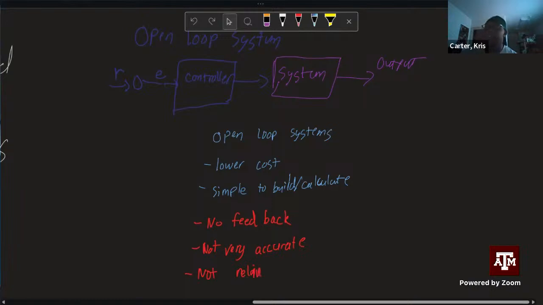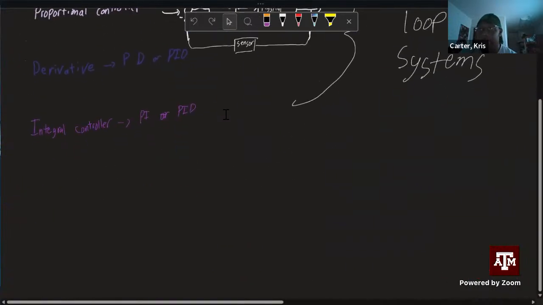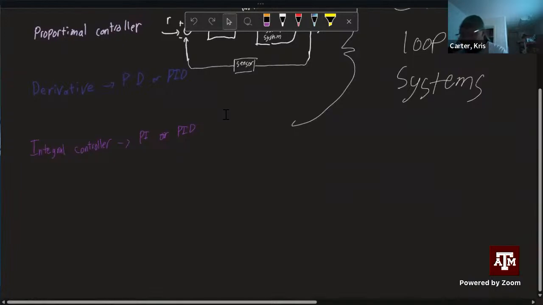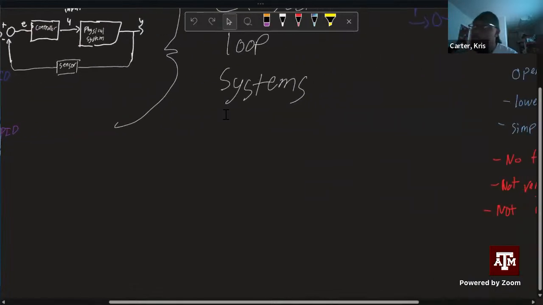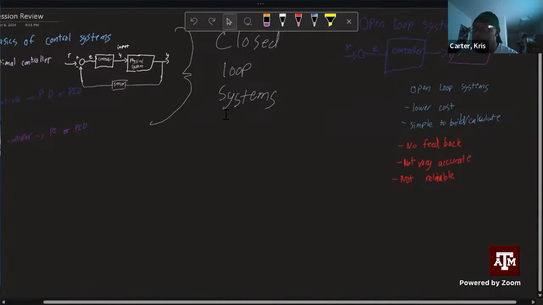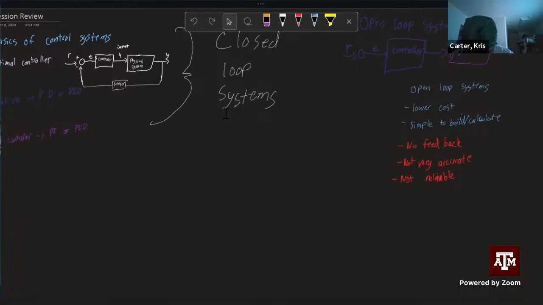On the other side of things, we have the closed loop systems. These are more accurate, more reliable.